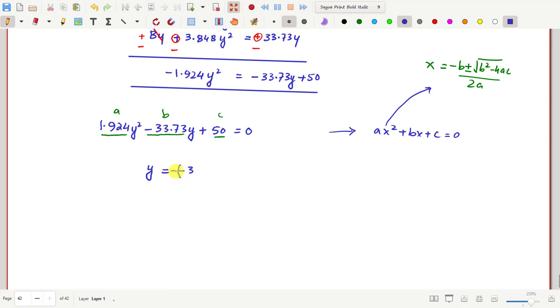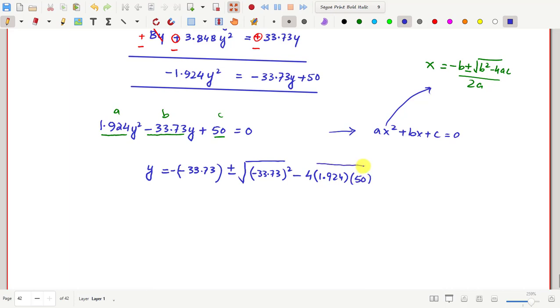Here is minus with the formula, and this minus is the sign which is already with 33. So minus into minus 33.73 plus minus under root b square. What is b? B is minus 33.73, its square, and then minus 4ac. Minus 4 into ac. A is 1.924 and c is 50.